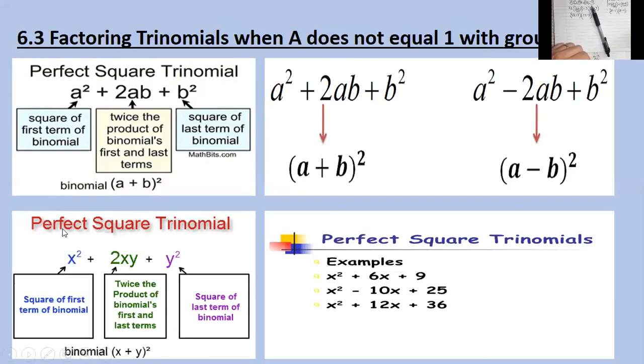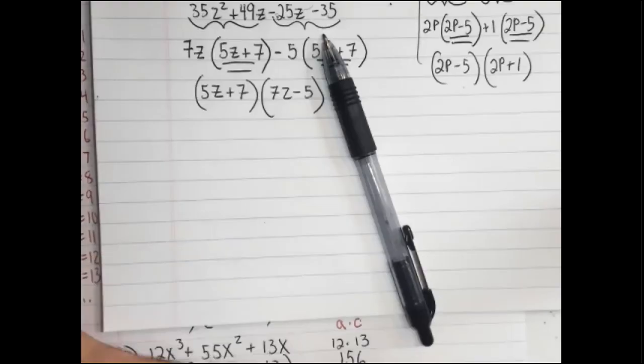If you recognize these, and there's one with the positive and one with the negative, like this over here, it just saves you some time, because all you really have to do is take the square root of the first and the square root of the last, and your factors are going to be exactly the same. If you don't recognize it and you actually go through and do all the work, that's okay as well. It's just something that will save you a little bit of time.